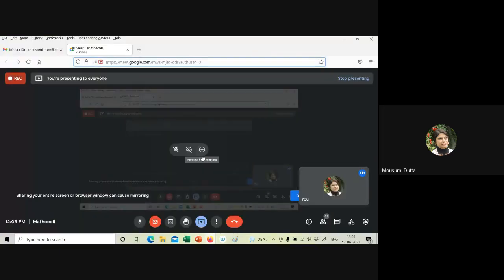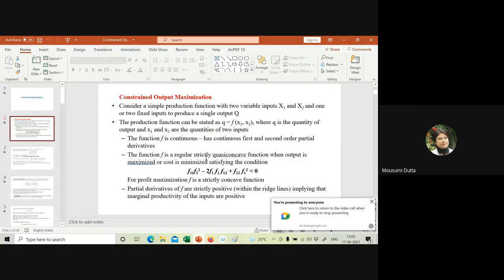And next, we will move to constraint output maximization. Constraint output maximization, constraint cost minimization, this kind of exercises. So we are moving towards the production. So please go through the consumption part or utility part. And I hope you already solved the problems from Henderson and Quandt. Everybody solved it, completed this thing.